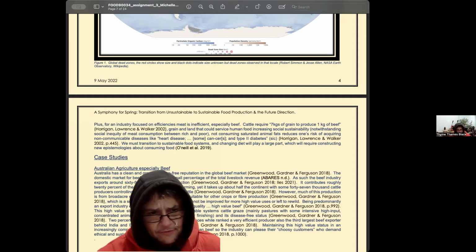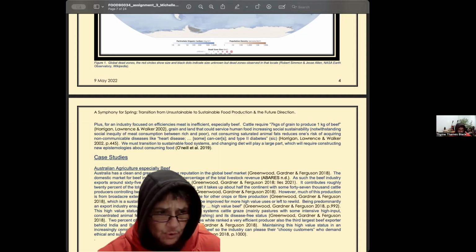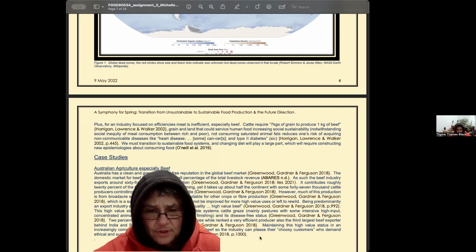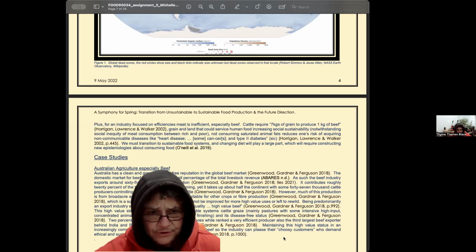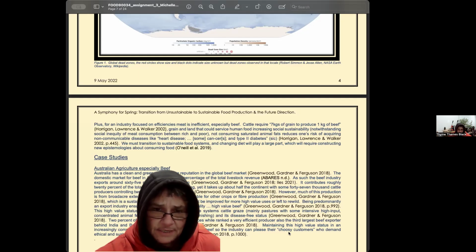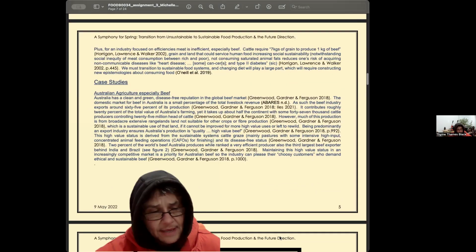Australia produces 2% of the world's beef and, while ranked a very efficient producer, is also the third largest beef exporter behind India and Brazil, see Figure 2. Maintaining this high-value status in an increasingly competitive market is a priority for Australian beef, so the industry can please their choosy customers who demand ethical and sustainable beef (Greenwood, Gardner, and Ferguson, 2018, page 1000).